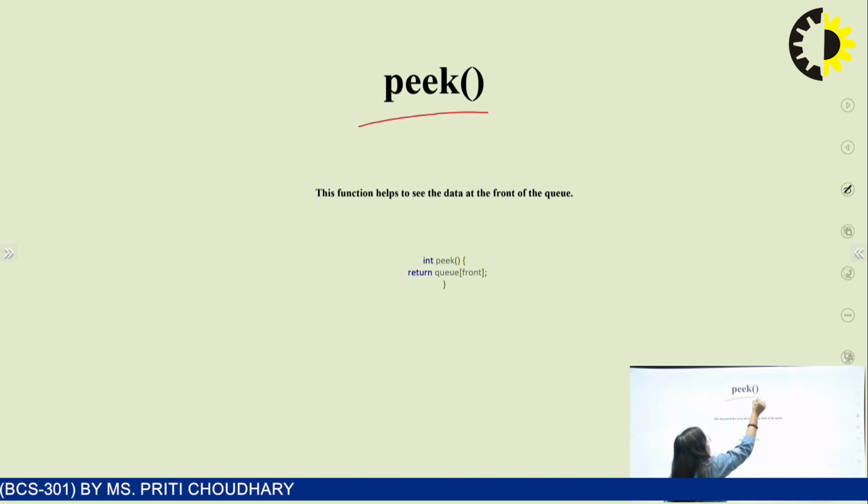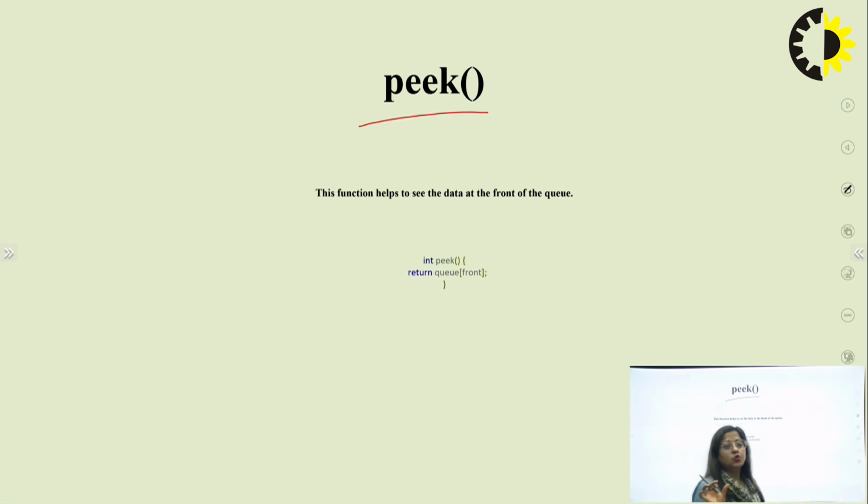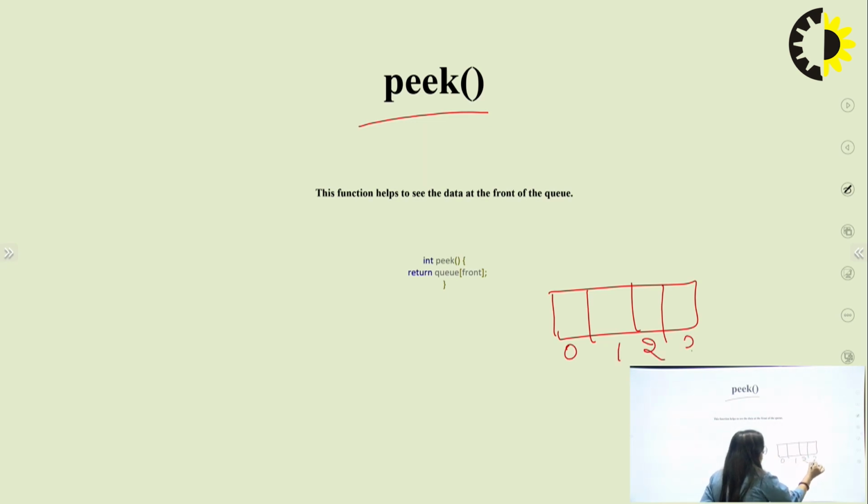Now the third operation is the peek operation. In a stack, peek shows the last element, but in a queue, peek is used for the element that will be removed next. Say we have A, B, C and D, and this is your front and this is your rear. Now you apply the peek operation. What is the output?